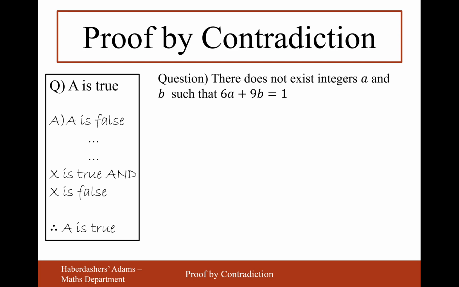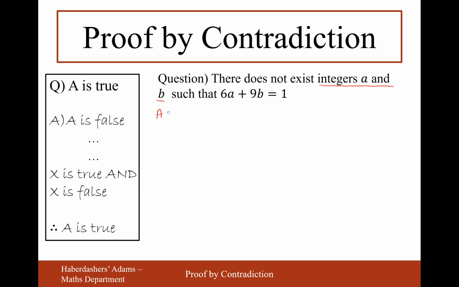So there does not exist integers a and b such that 6a plus 9b equals 1. And the really important part of this statement here is that a and b are integers. If a and b were fractions, then yeah, you could have some fractions where 6a plus 9b would equal 1, but we can clearly see that the left-hand side here is a multiple of 3, and the right-hand side is not. So how can you have one thing that's a multiple of 3 equaling something that's not a multiple of 3? So that's where we're going to be heading with this question.